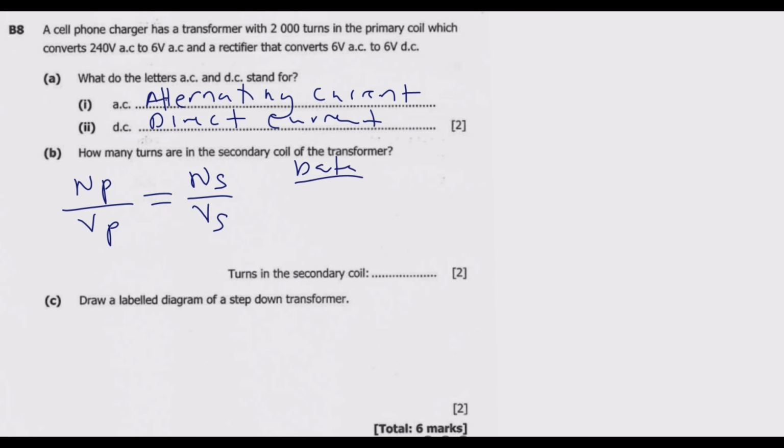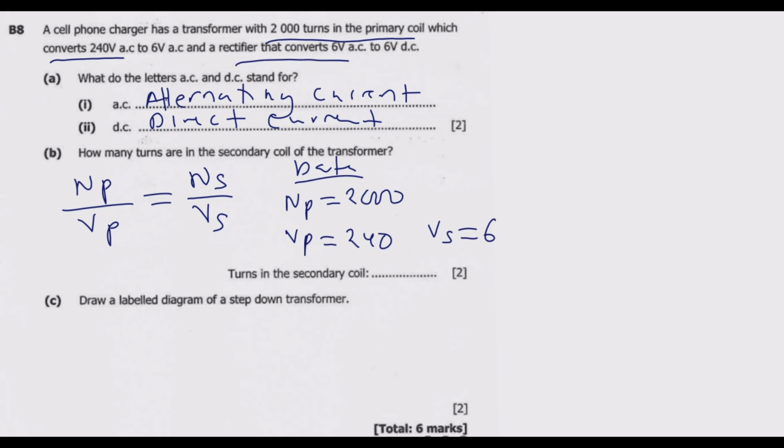we have a cell phone charger with a transformer with 2000 turns in the primary coil. So the number of turns in the primary coil is 2000, which converts 240. So the voltage in the primary is 240 to 6 volts. So the voltage in the secondary is 6 volts, and the rectifier converts 6 volts to 6 volts DC. And the question is asking us to find the number of turns in the secondary. So we are looking for this, which we don't know.